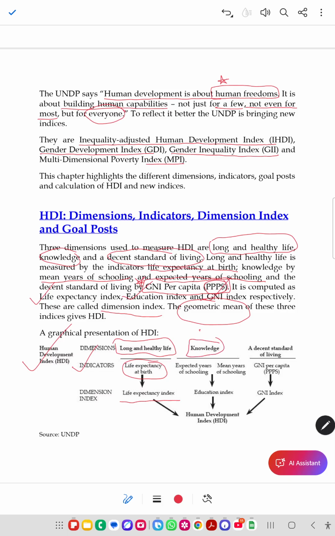Knowledge is the second dimension. Here the indicators are expected years of schooling and mean years of schooling, and this gives the education index. A decent standard of living, this is the third dimension. GNI per capita is its indicator, and the GNI index here is the dimension index.